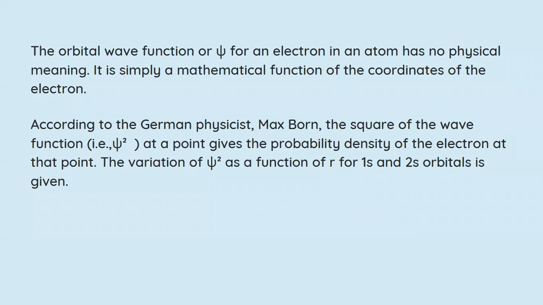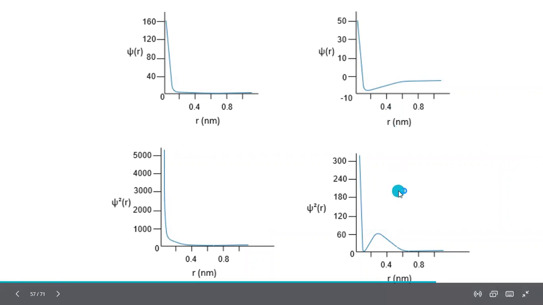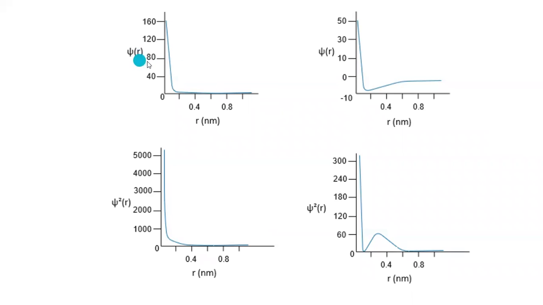According to Max Born, the square of the wave function at a point gives the probability density of the electron at that point. So here, you have two sets of graphs. First of all, these two are for 1s, and these two are for 2s. Here, these are psi versus r, whereas this is for psi square versus r. Now, in these graphs, if you notice, they are different for different orbitals. So 1s is different from 2s.